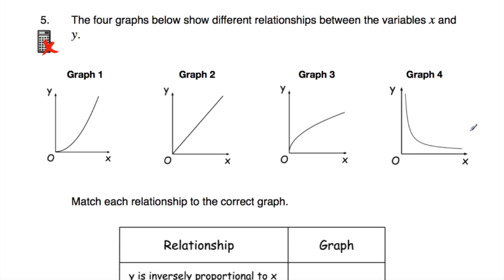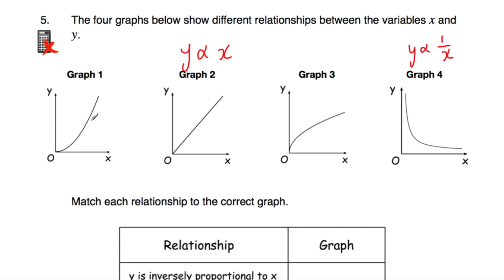So this time we've got 4 graphs. We've been told the 4 graphs below show different relationships between the variables x and y. Now I can spot some of them already. This one here is directly proportional, so y is directly proportional to x. This one here is inversely proportional, so y is inversely proportional to x. I can spot those two straight away.